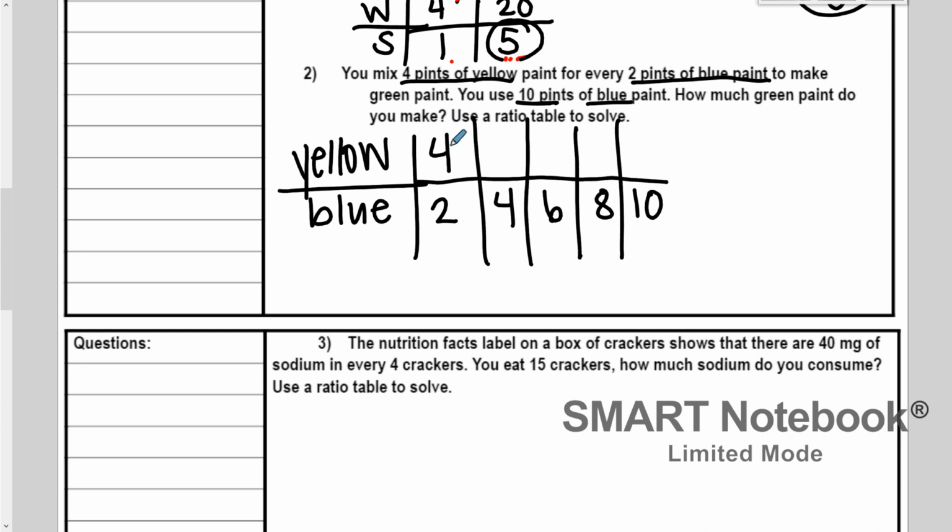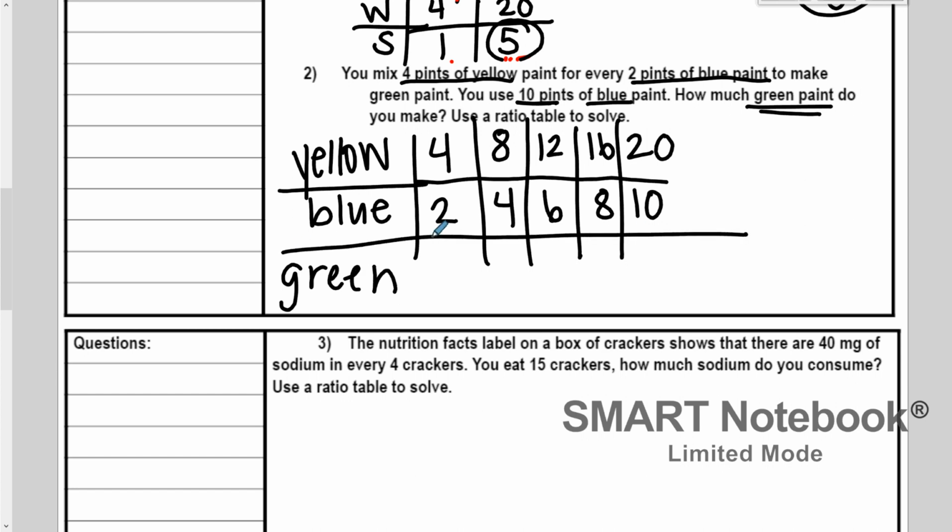For yellow, we have 4, and we're counting by 4s. 8, 12, 16, 20. The question asks, how much green paint do we need? So we also need a third row in this table that's talking about the green paint. So I want you to think back, and it doesn't tell us how much green paint we have in our initial ratio, but think about if you're mixing 4 pints of one color with 2 pints of another color, and we're just mixing those together, think about how many pints of paint we would have.